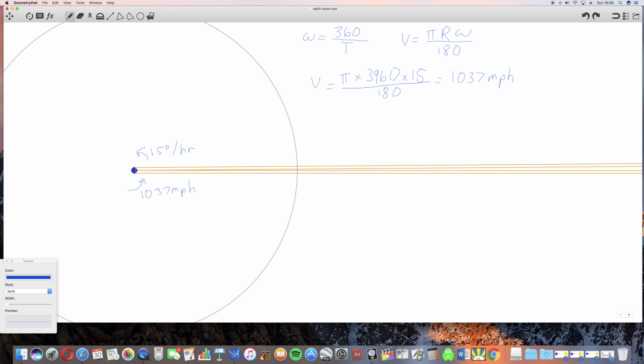So if the Earth was turning at 30 degrees per hour, a point at the equator would be going at 2,074 miles an hour. I can't believe I did that on a calculator. But yeah, it'd be moving at 2,074 miles an hour. So you double the angular speed, you double the translational speed. Now the translational speed, as you can see from this formula here, is also related to the radius in a simple way. So you double the radius and you double the translational speed as well.